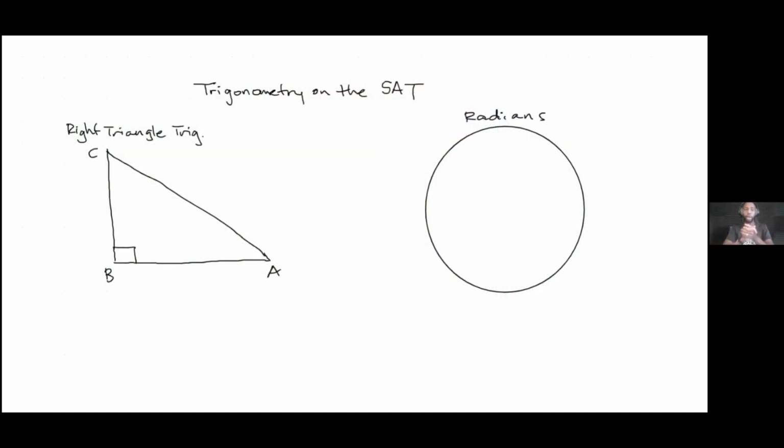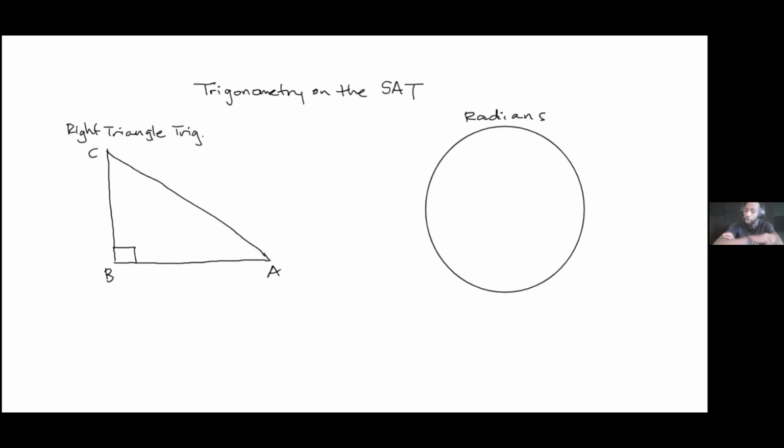So let's talk about trigonometry on the SAT so you can understand what they really are putting on there rather than being scared about the trig on the SAT. Now, you have what's called right triangle trigonometry on the SAT. I just put right triangle trig for short. And then you also have radians. You have to understand how radians work. So let's talk a little bit about right triangle trigonometry, which you touched on in high school geometry.